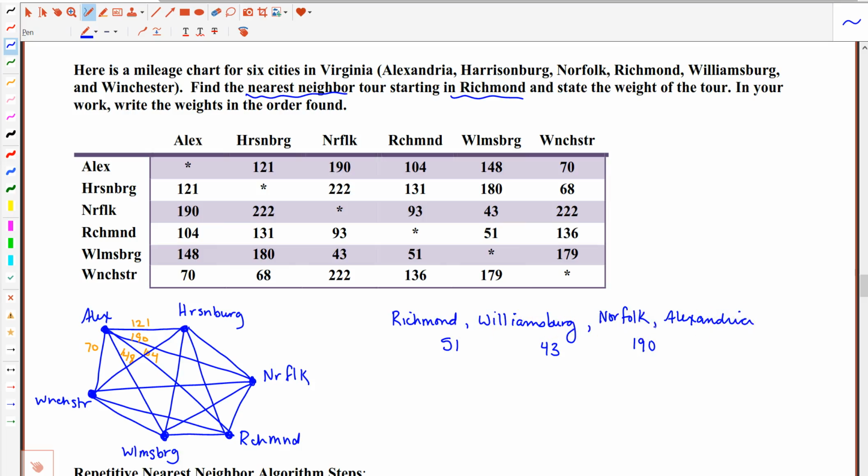Now at this point, out of these 6 cities, I've been to 4 of them so far. Right now we're in Alexandria, running across here. The smallest number is to Winchester. We haven't been there yet, so we'll go there next. Alright, so after Winchester, we'll come down here, running across this table. The smallest number we're seeing is to Harrisonburg, and we have not been to Harrisonburg yet. So then we're going to go to Harrisonburg next.